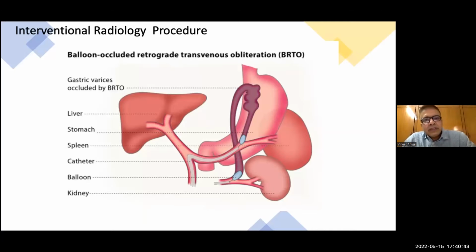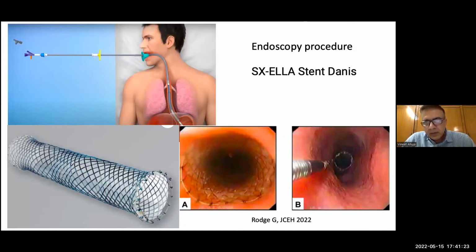Another interventional radiology procedure which is mainly used in gastroesophageal gastric varices is BRTO. BRTO is balloon occluded retrograde transvenous obliteration. Again, percutaneously, you gain access to the renal vein, and subsequently, what you do is that you obturate the vein which is feeding the collaterals out there with the help of glue or coils. You inflate a balloon, and subsequently, you can also put in coils out there. As a result, that channel is blocked, which leads to decrease in the variceal size.